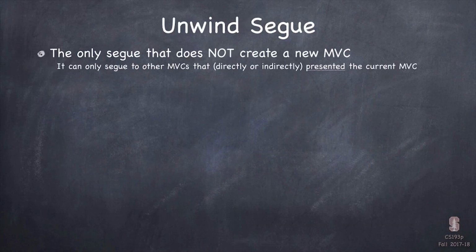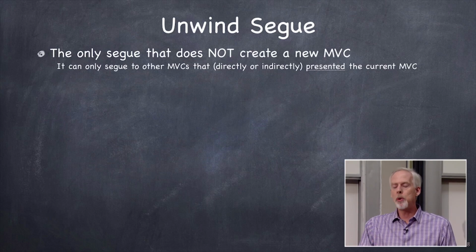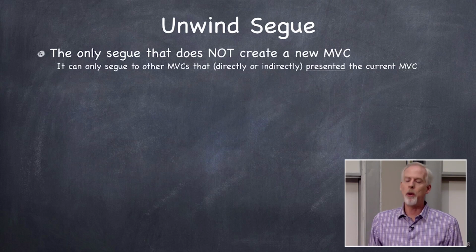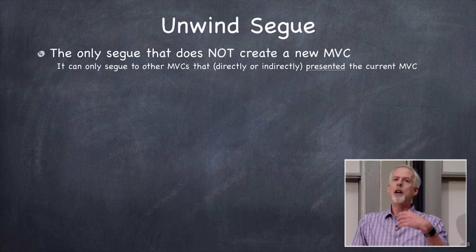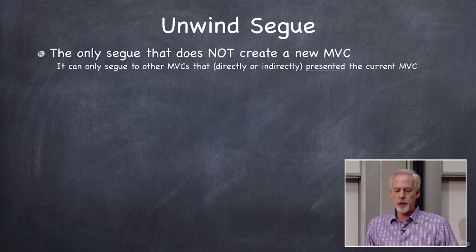Okay, the next segue we're going to talk about is Unwind, the Unwind Segue. This is the only segue in iOS that does not create a new MVC. I just want to remind you that all the segues we talked about before, they always create a new MVC. Even show detail in split view controller replaces the detail with a new MVC. Okay? And certainly all the other navigation pushing on the stack, modally obviously creates one and puts it up, but Unwind does not. Okay? It's the only one that does that.